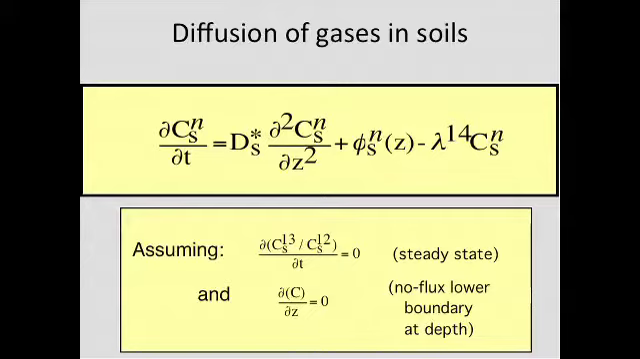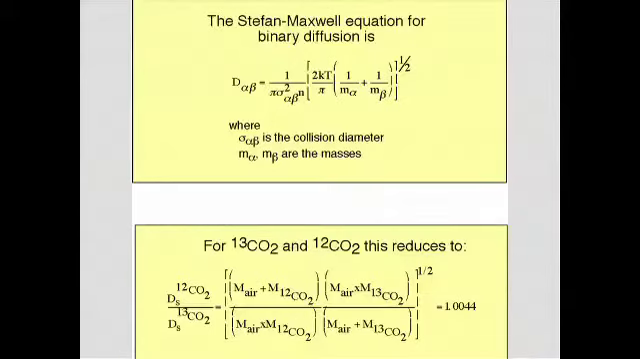And what's really important in the end is what I mentioned in the first lecture, the Stefan-Maxwell equation for binary diffusion, D of alpha diffusing in beta. So alpha is our stuff of interest, in this case CO2, either labeled CO2, carbon-12 CO2 or carbon-13 CO2, diffusing in soil air, which is mostly nitrogen.